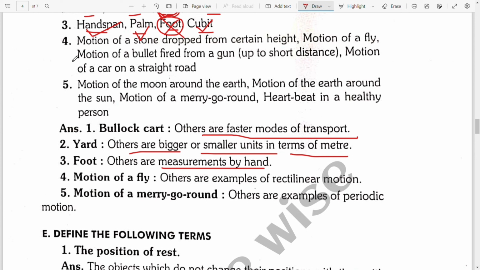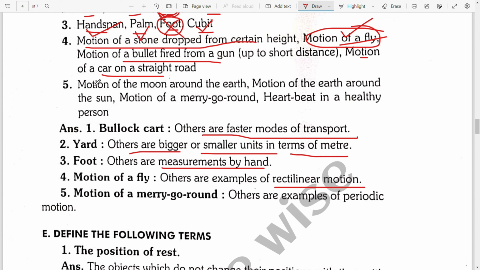Fourth: motion of a stone dropped from certain height, motion of a fly, motion of a bullet fired from a gun, motion of a car on a straight line. Here the odd one out is motion of a fly because it is a random motion, while the other motions are rectilinear motion.